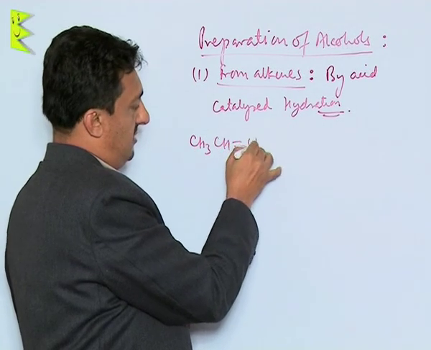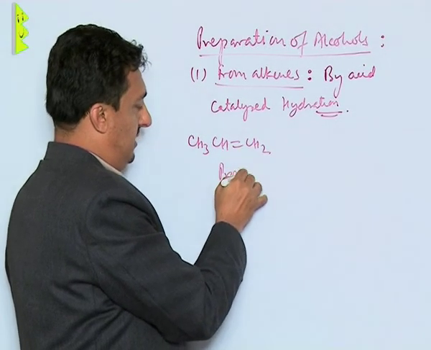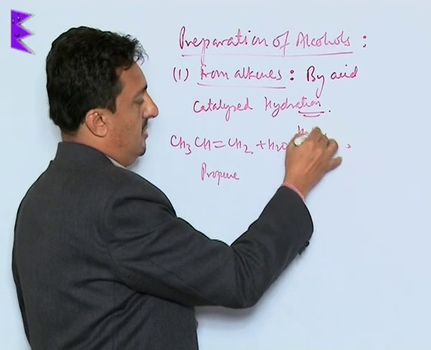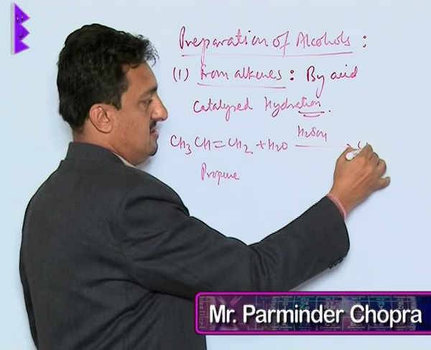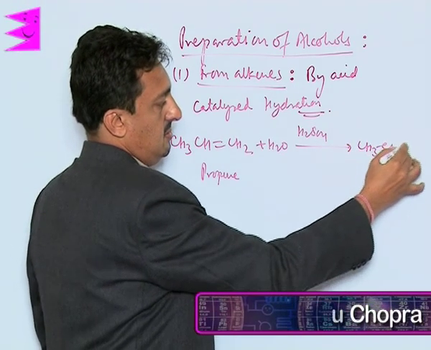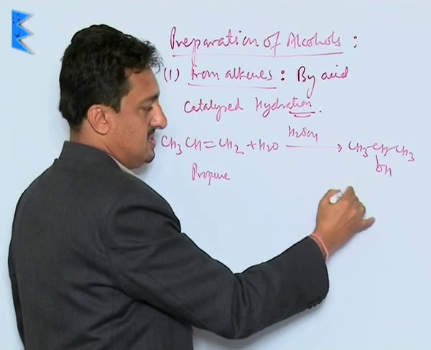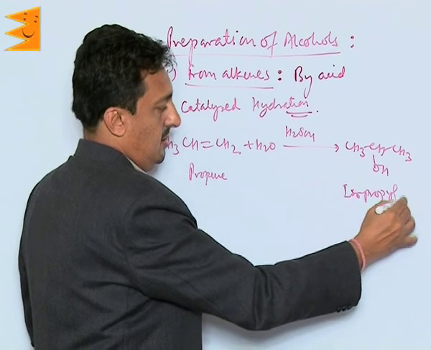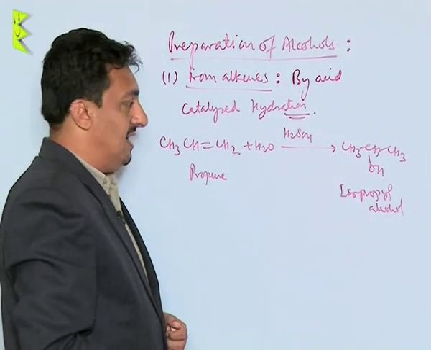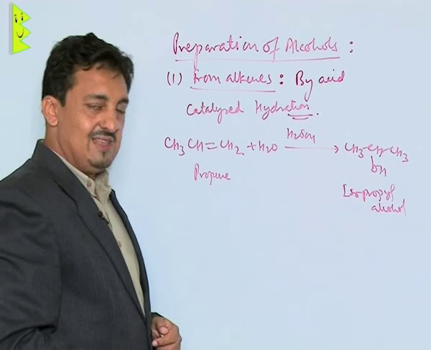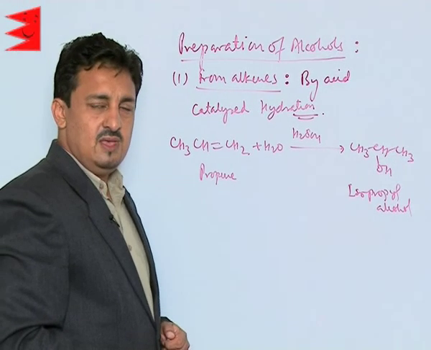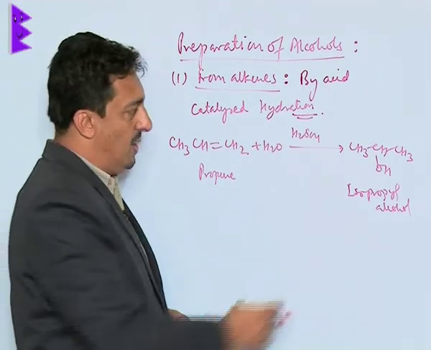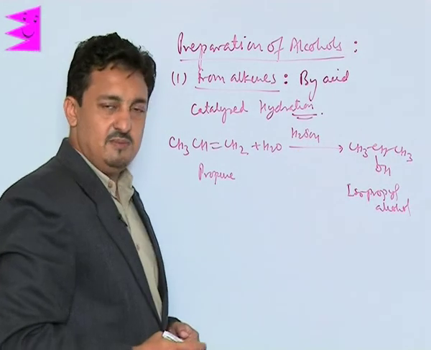If we have this propene, to which water is added in presence of sulfuric acid, what happens is isopropyl alcohol is formed. It's an addition reaction, definitely an electrophilic addition reaction, in which the water is added as per Markovnikov's rule. The OH, the negative part, is going to the more substituted carbon.